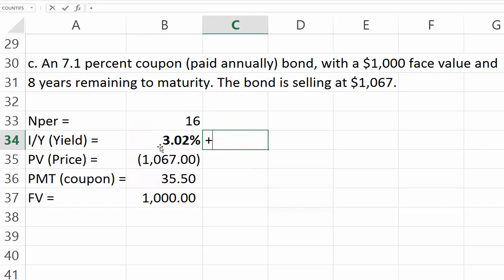So what we need to do to this rate is multiply times 2 in order to get the 6.03% nominal annual rate with semi-annual compounding this bond pays.